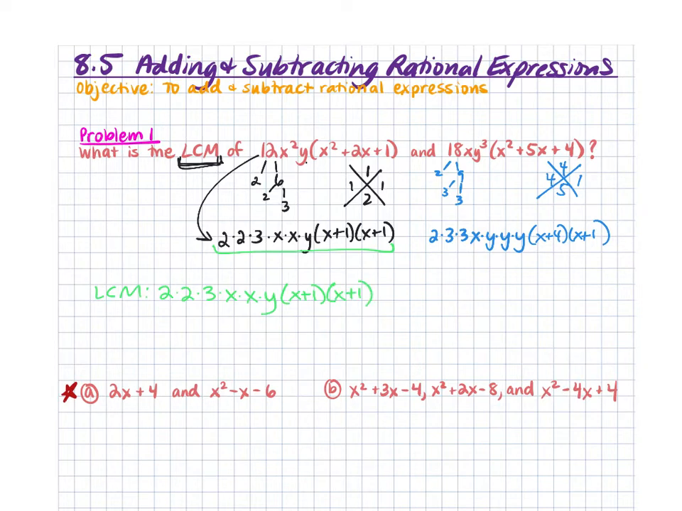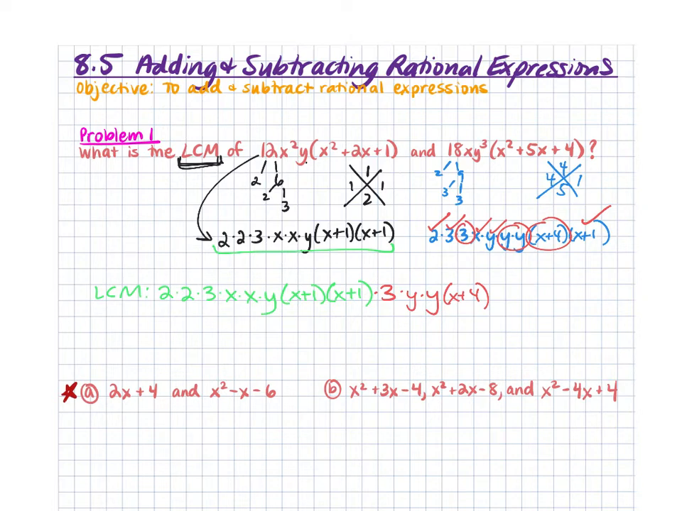Then we're going to see which ones of these match. So we already have a 2. We already have 1, 3. We need a second 3, so we're going to multiply this by 3. We have an x. We have 1 y. We're going to need 2 y's, 2 more y's. We don't have an x plus 4, so we need an x plus 4, and we have an x plus 1. So we don't need to repeat that, right? So this is our least common multiple.